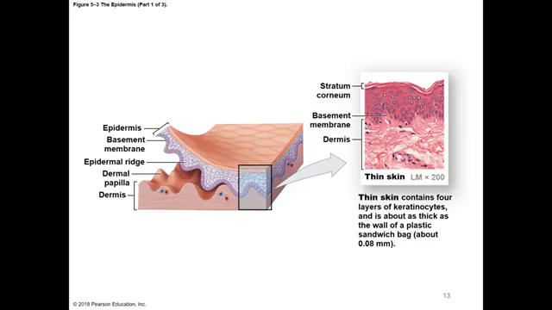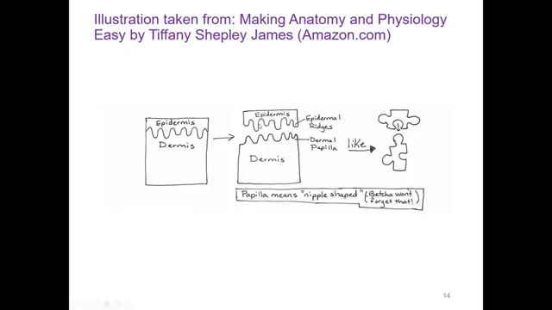So here's a picture again of the skin, and we can see the epidermis and the top part of the dermis. The epidermis here has been peeled back to reveal a wavy underside. Those waves are called epidermal ridges. And you can see that the dermis has similar bumps or waves on it too. So what do you think happens when we allow the epidermis to rest on the dermis? They're going to interlock like puzzle pieces.